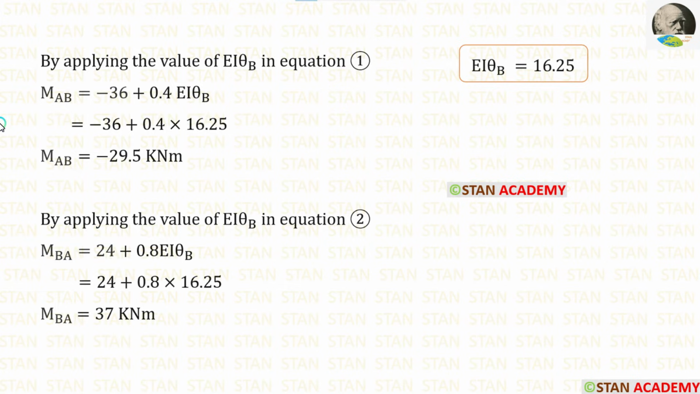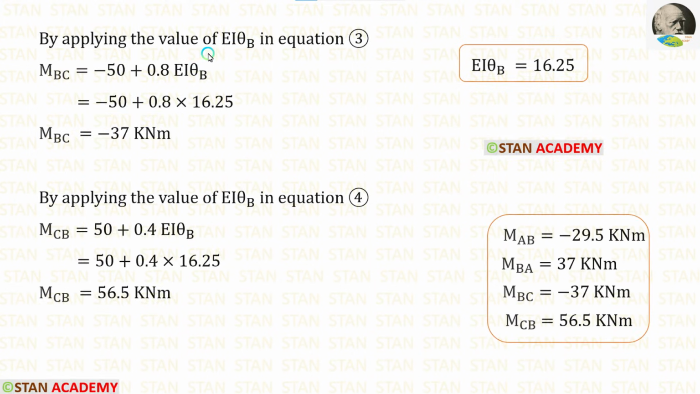Now let us apply the value of A theta B in the slope deflection equations and find out the final moments. When we apply the value of A theta B in equation 1, we are getting MAB. When we apply the value of A theta B in equation number 2, we are getting MBA. When we apply it in equation number 3, we are getting MBC. When we apply it in equation number 4, we are getting MCB. So, in this analysis, we have calculated all of the moments.